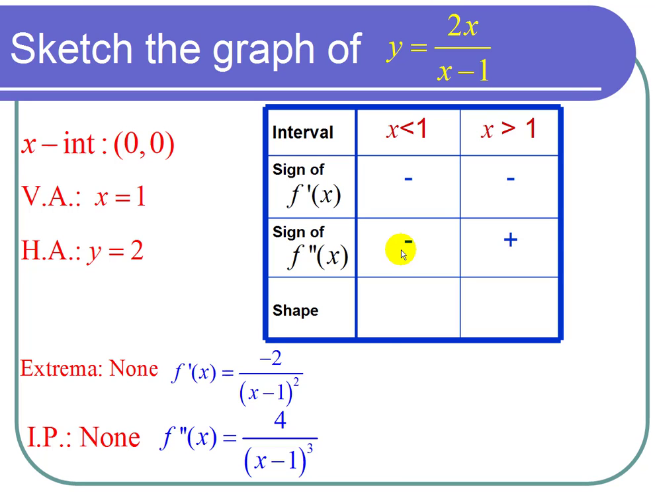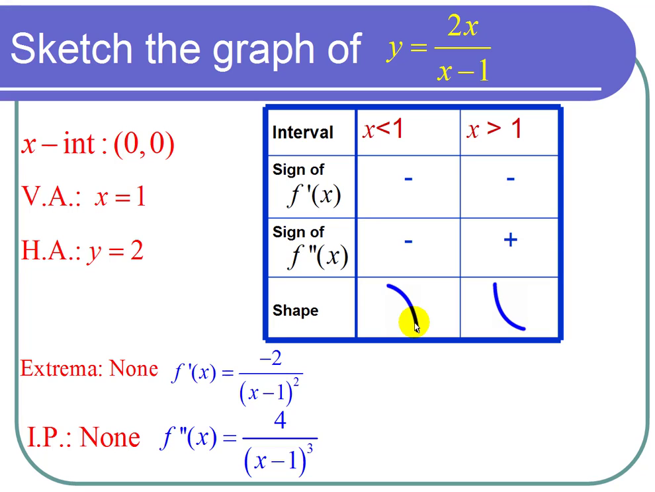So now let's look at the shape. To the left of 1, we're decreasing and concave down. So that means it's going downwards and getting steeper. To the right of 1, it's decreasing and concave up. So that means it's going downwards, but it's leveling off as x gets larger.